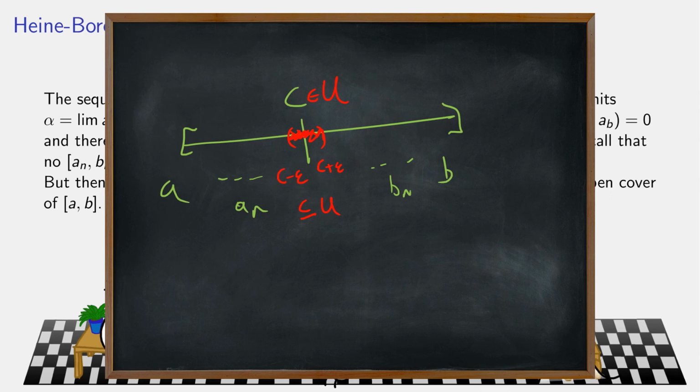But what do I know about the ANs? They're converging to C. And what do I know about the BNs? They're also converging to C, which means eventually some AN and some BN are both going to be in this interval, which means they're going to be covered by one particular open set, and that's a contradiction.